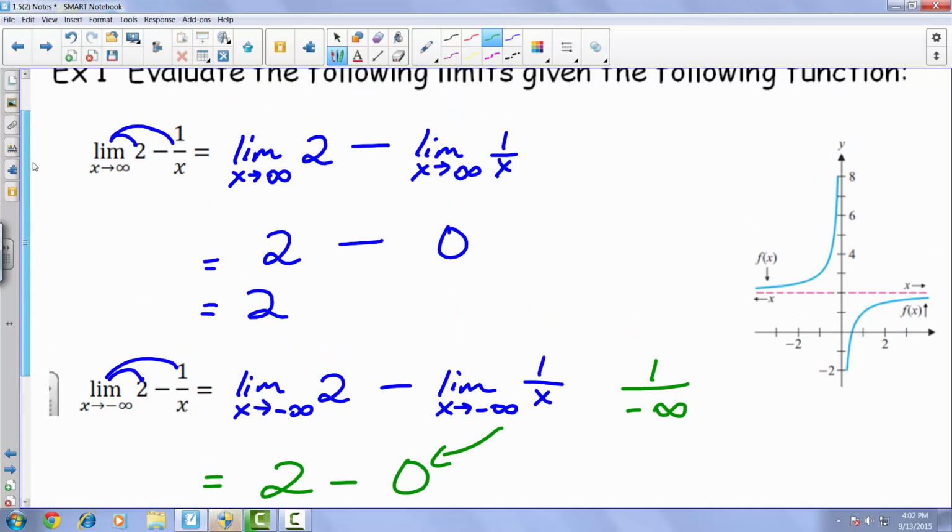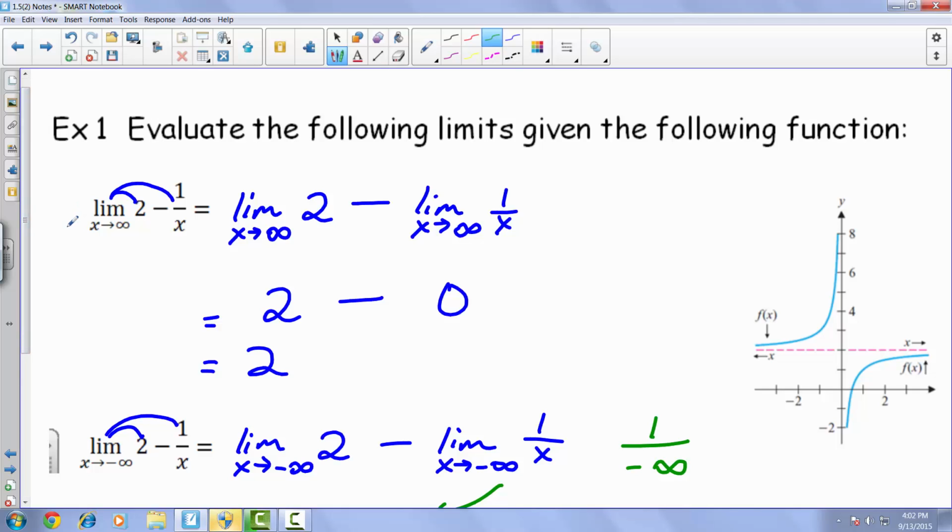So again, though, that is example 1 from our 1.5 number 2 set of notes.